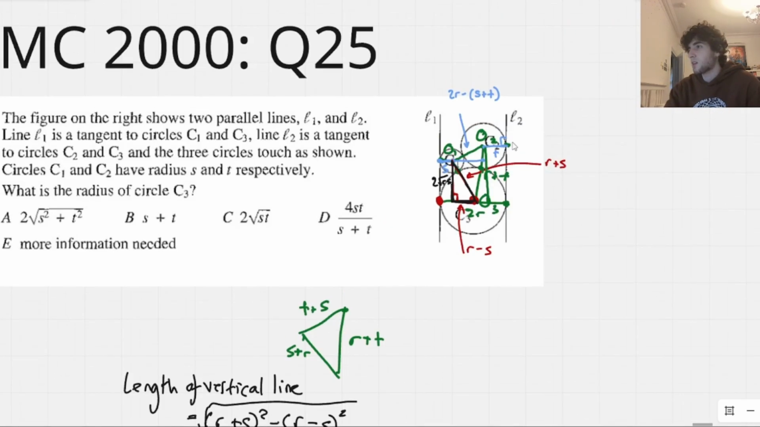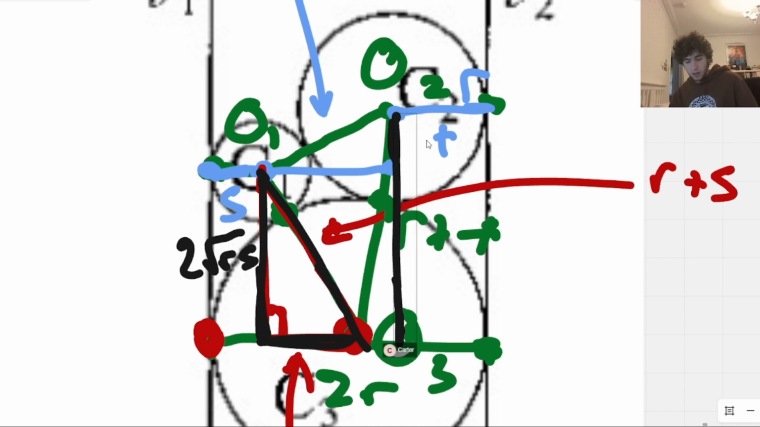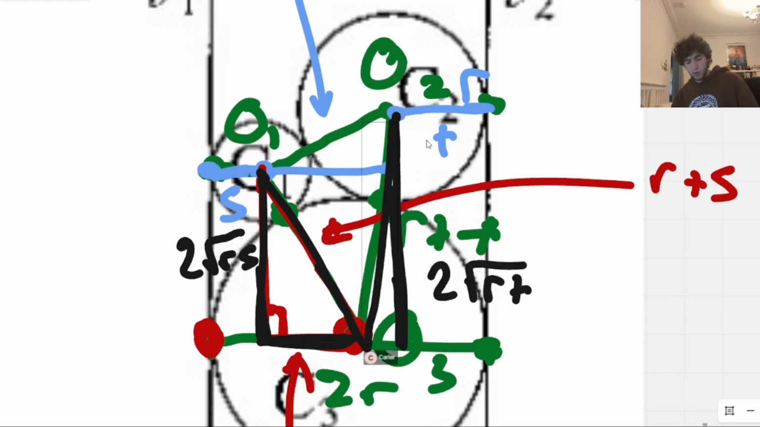So now that we've done that, we can use the same argument with this vertical bit here. So effectively, this is also a vertical line. With this vertical line that we can make, we can use the same idea. It's literally the exact same, except it's going to be r minus t and so on and so forth. So this vertical length here is going to be 2 square root rt, which is just the length in black like that, from the right angle triangle geometry again. Okay, and so at that point we have a lot of information.